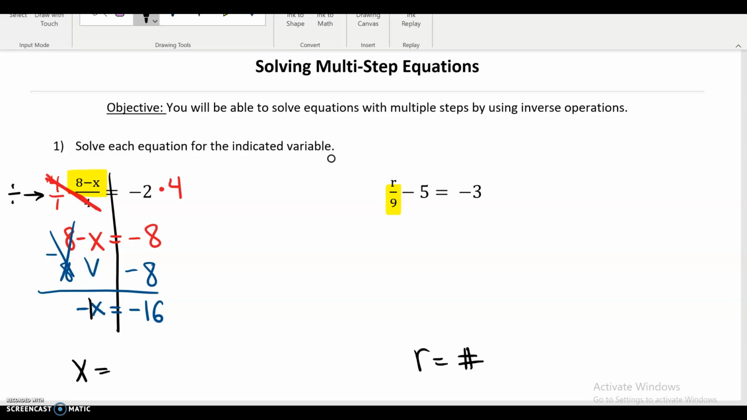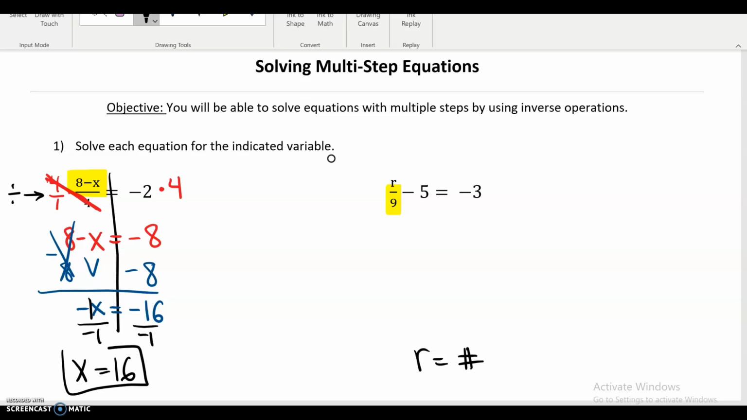So this is -1 times x, if it's the coefficient. How do you undo multiplication? You would divide both sides by -1. So -1 divided by -1 leaves us with +1, which would just be x by itself. -16 divided by -1: 16 divided by 1 is 16, but a negative divided by a negative is a positive.